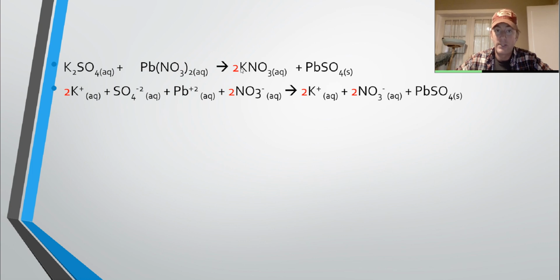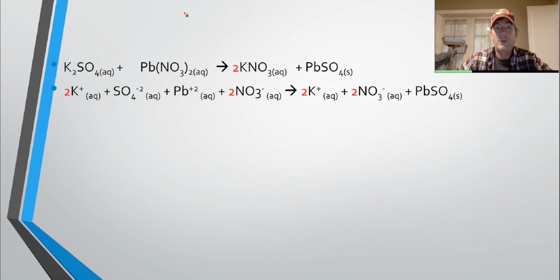When this happens over here, we have 2 of these. Well, that means we have 2 ions of potassium floating around. We also have 2 nitrates, which again balances out. And then we have the lead 2 sulfate, which is our precipitate. So, here's the next part. Let's go on to the net.